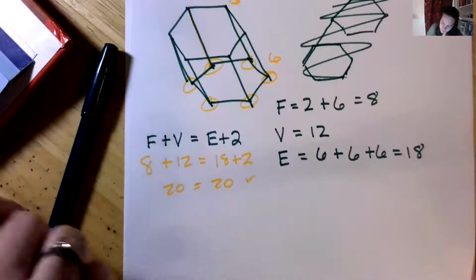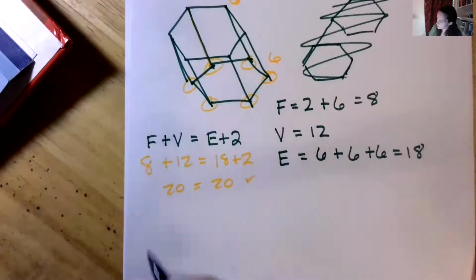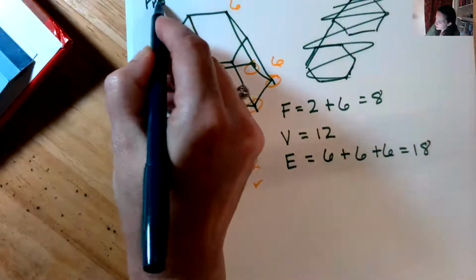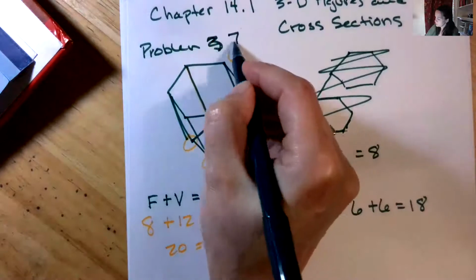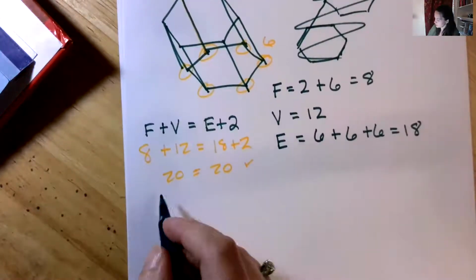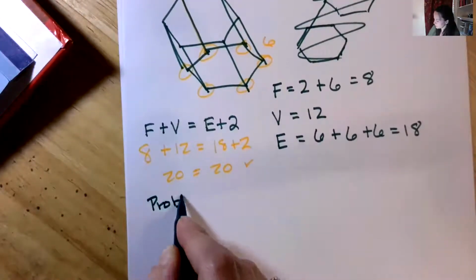Okay, the next thing I want to talk about is describing a cross-section. That was problem 1, is describing a cross-section. So that's problem 3 in your book.